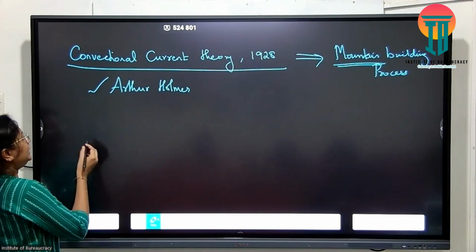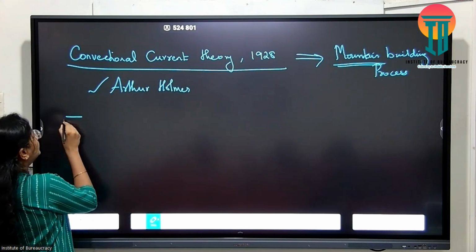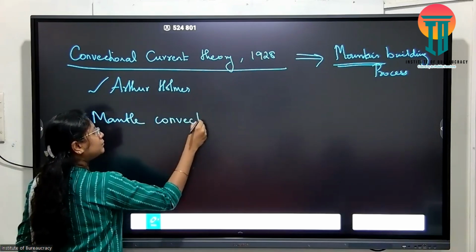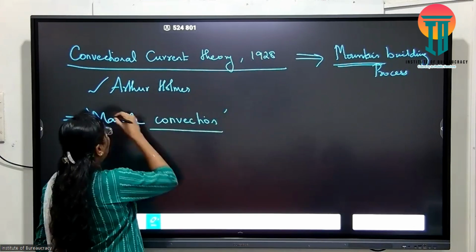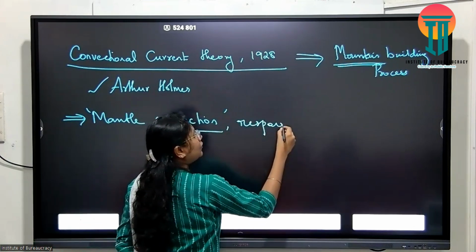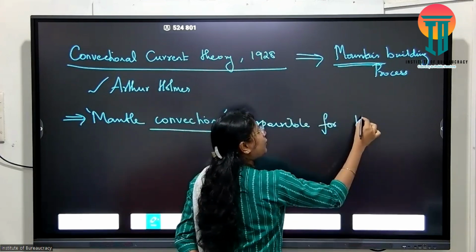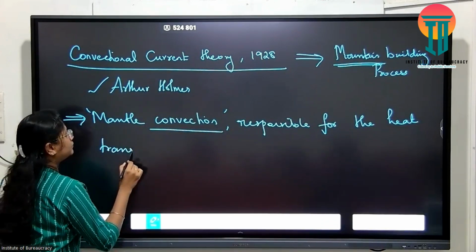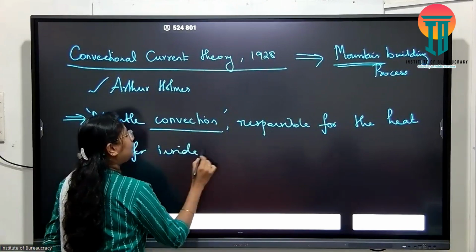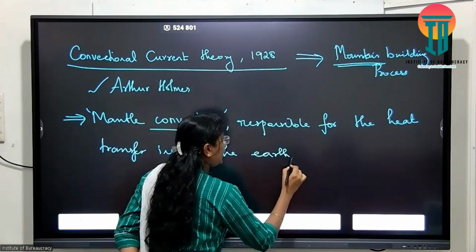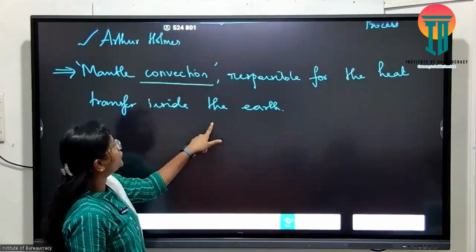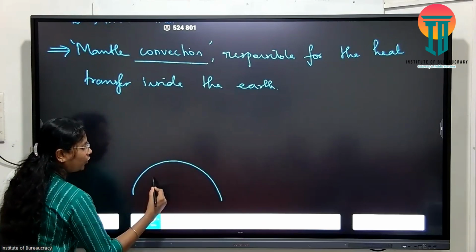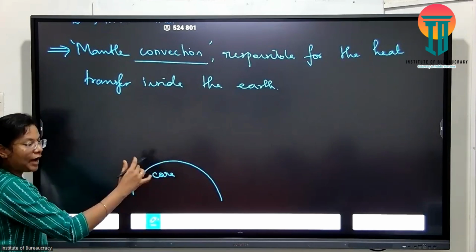So in that theory, he made an assumption that there is mantle convection responsible for the heat transfer inside the earth. Earlier, in the first class, when we looked at the evolution and types of earth's crust layers, we made a statement that the core is molten, the outer core is in the molten state, the hottest part, and the crust.